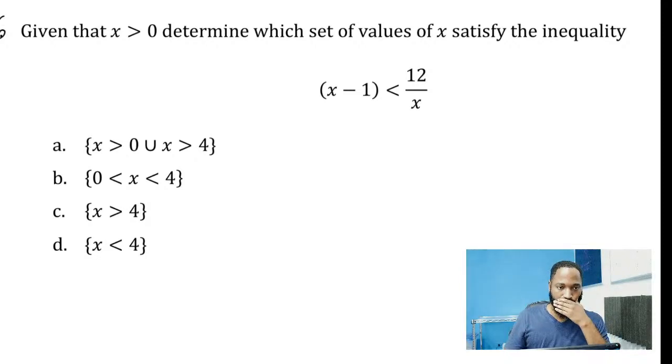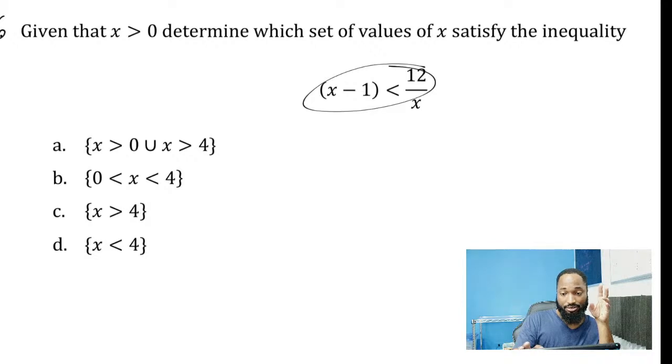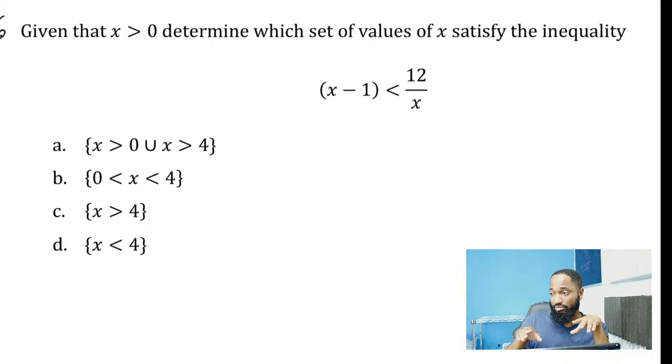Given that x is greater than 0. See, the questions be kind of looking weird, but it's an easy thing. Given that x is greater than 0, determine which set of values. Oh, this is the inequality where they cut off inside the inequality. And they hide up the quadratic too. This is still a quadratic. This is still a quadratic. Hidden. Crouching tiger, hidden quadratic.